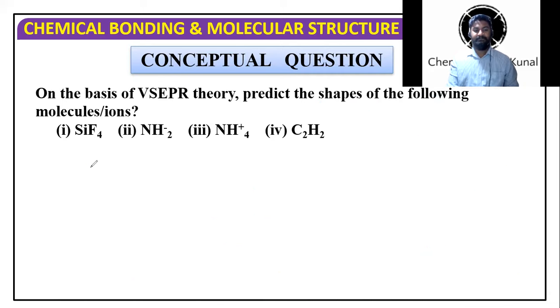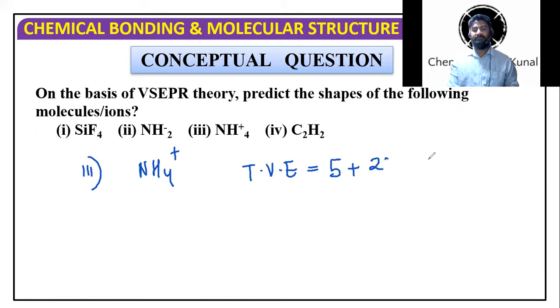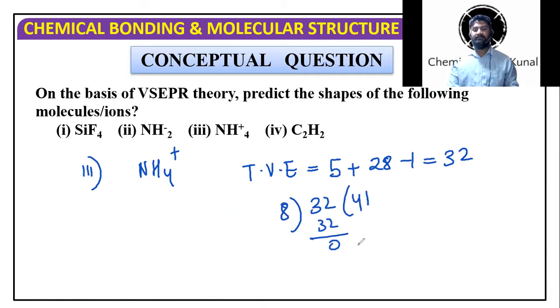Third, NH4 plus. How to do it? Same. Total valence electron will be, see, nitrogen 5, hydrogen 1 into 4, 4, so 9, minus 1, which is 8. Divide by 8, 1, 0. So 4 bond pairs, 0 lone pairs, right? So 4 plus 0, 4.